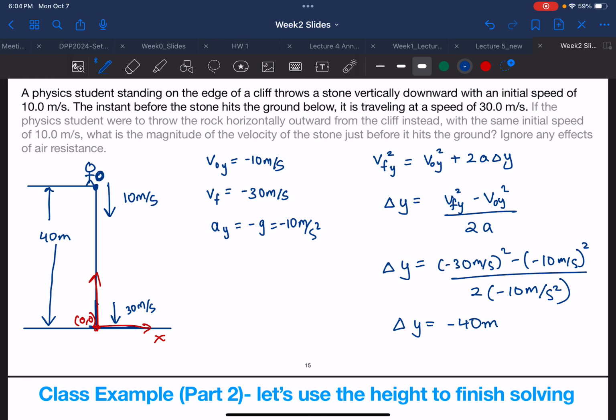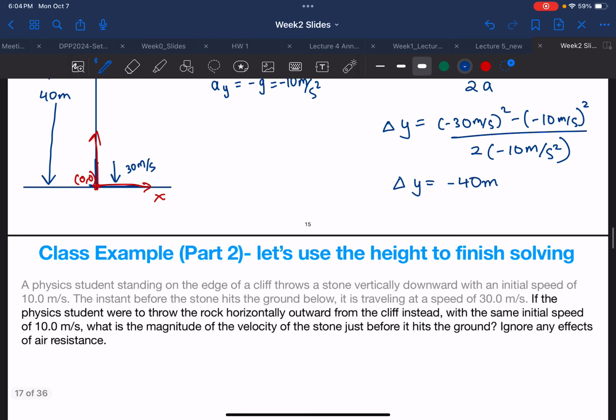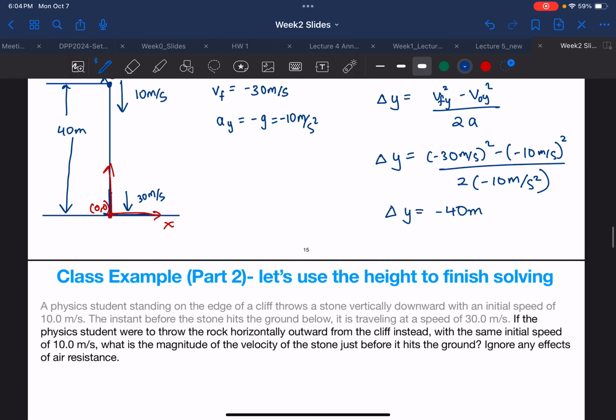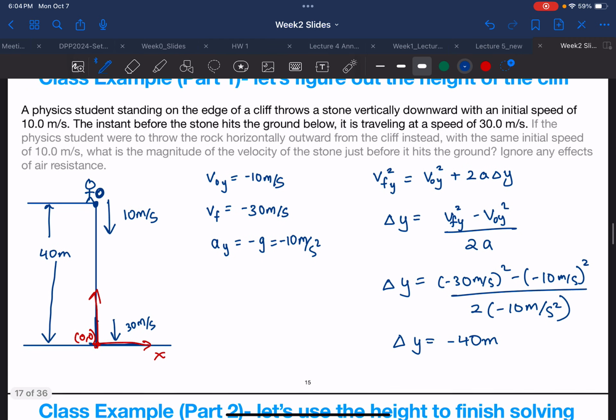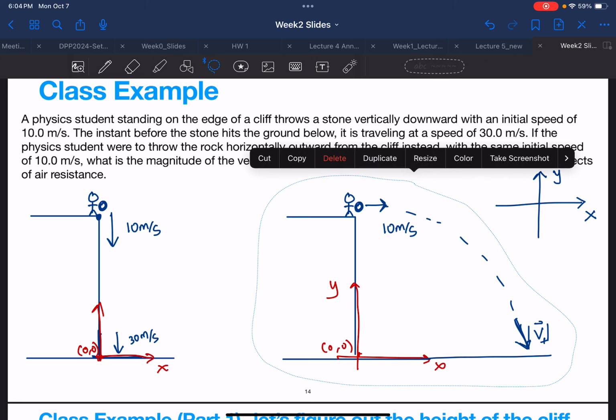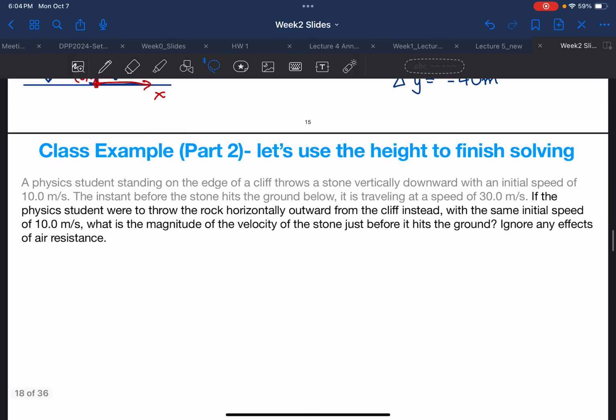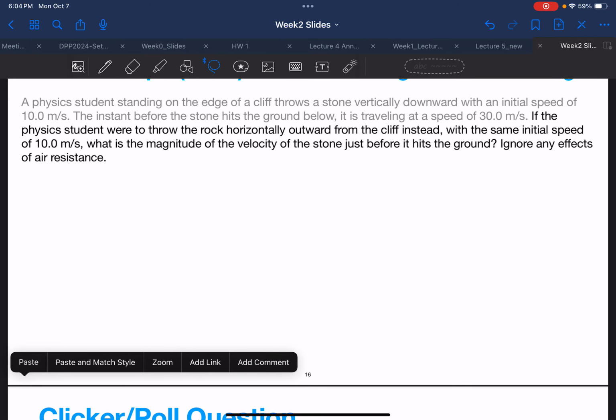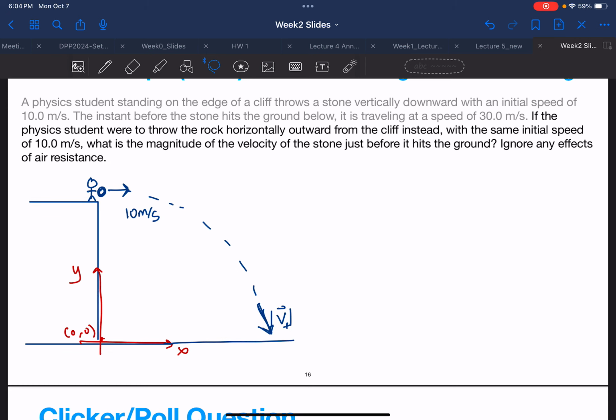Now to solve the second part of the problem, we're going to use the height to figure out how fast this stone is moving right before it hits the ground. So for that part of the problem, I'm going to go ahead and use this picture since that's our setup. Now the added information is the fact that this is 40 meters. We need to work with the x and y direction separately. So x direction here and y direction here.